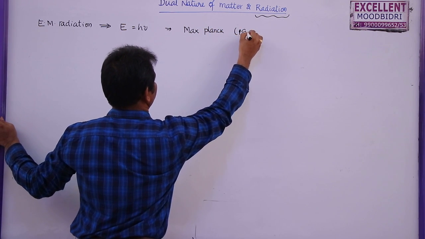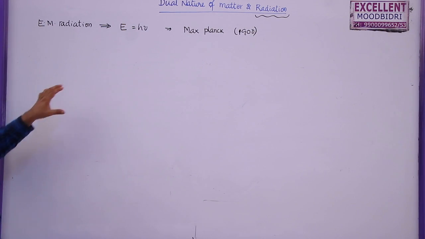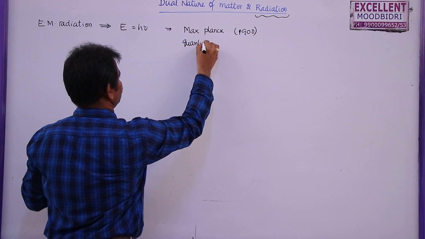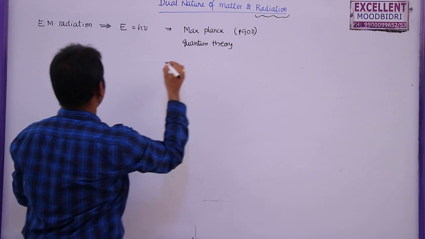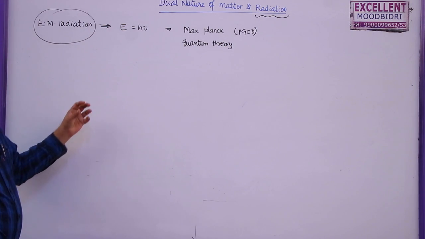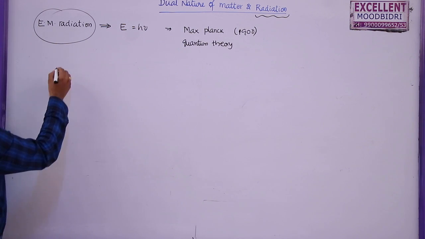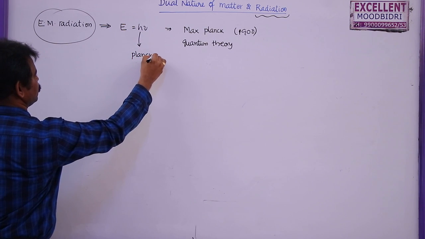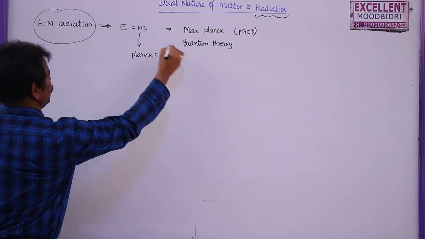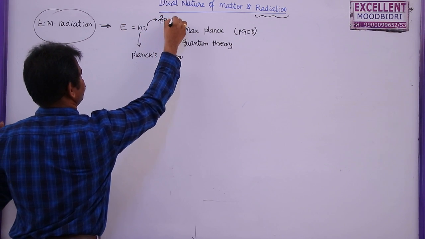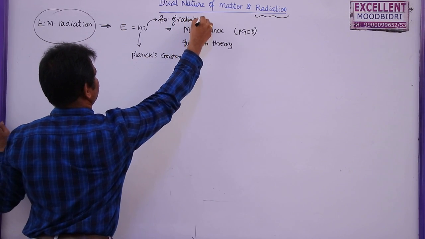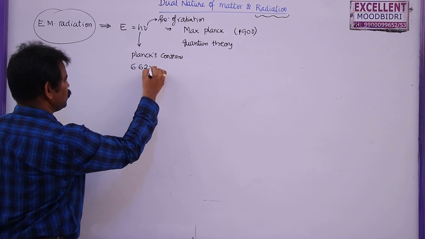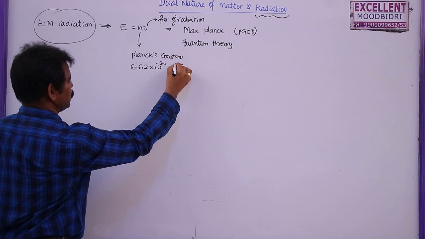in 1900. So according to Max Planck's quantum theory, this electromagnetic radiation has energy in the form of energy packets, and each packet has energy of h nu, where h is called Planck's constant, and nu is the frequency of radiation emitted by a body, or that electromagnetic radiation. And Planck's constant value is 6.62 into 10 power minus 34 joule second.